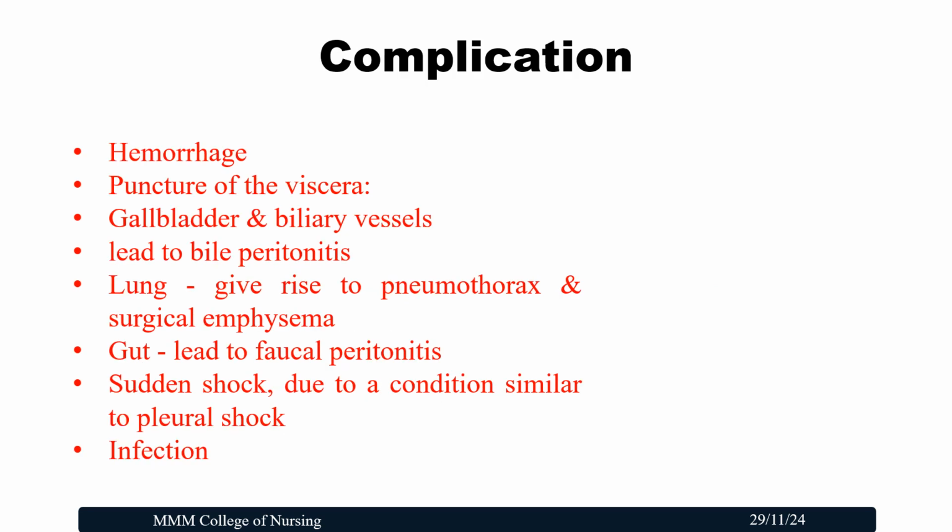What complications can occur after the liver biopsy procedure? The first is hemorrhage, and puncture of the viscera, gallbladder and biliary vessels, which can lead to bile peritonitis. Puncture of the lung can give rise to pneumothorax and surgical emphysema, and puncture of the gut, for example, can lead to fecal peritonitis, and sudden shock due to a condition similar to pleural shock, and infection.